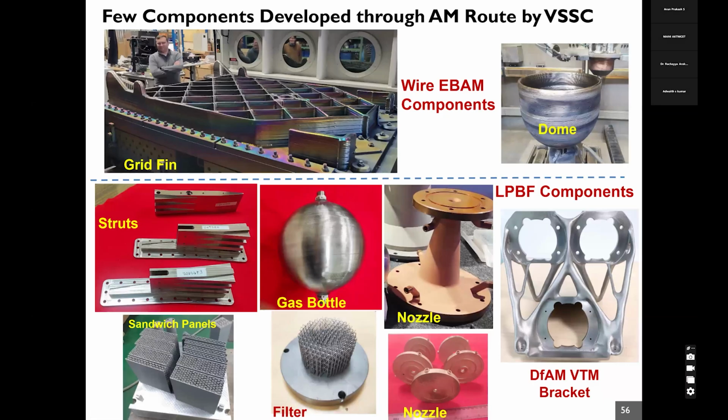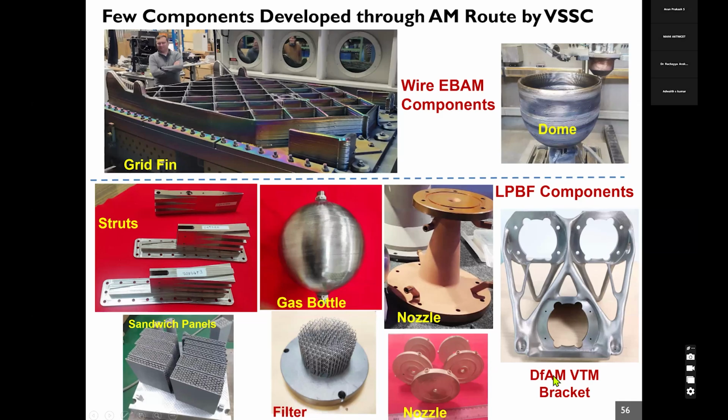Yeah, coming to the components that have been developed through the additive manufacturing route by VSSC. So here are typical examples. This is a very large size grid fin that we have made through the electron beam additive manufacturing route. Similarly, a titanium alloy dome has been made through additive manufacturing. And these are different components that we have made in Inconel 718, aluminum alloy, and also in case of copper, we have done several nozzles for our wind tunnel applications.